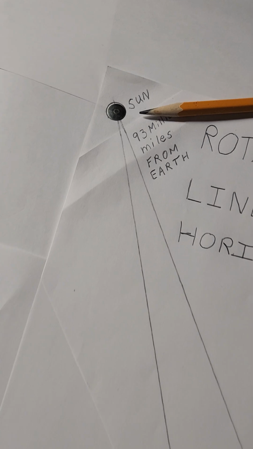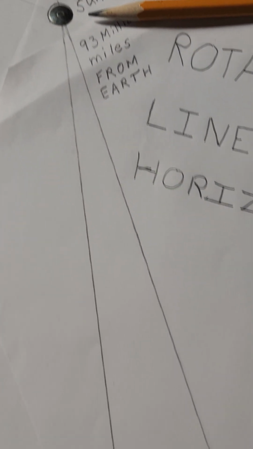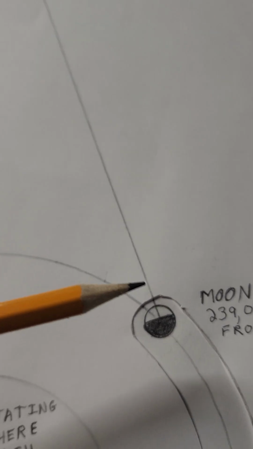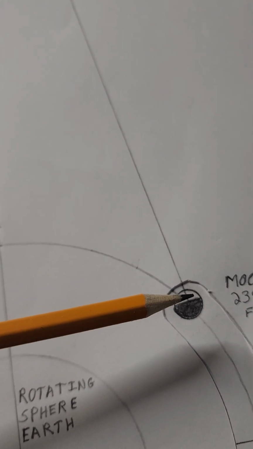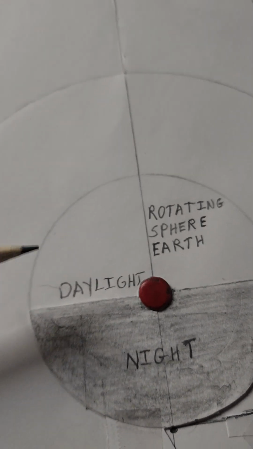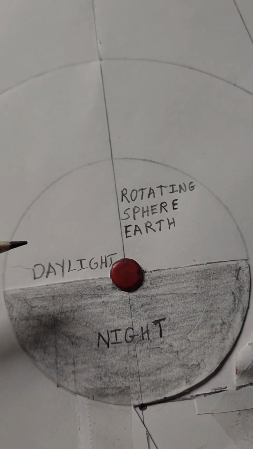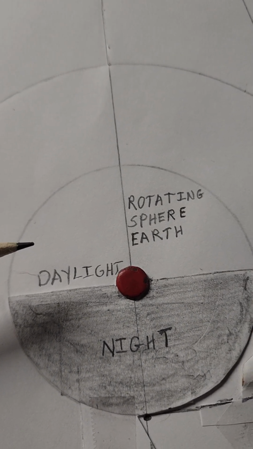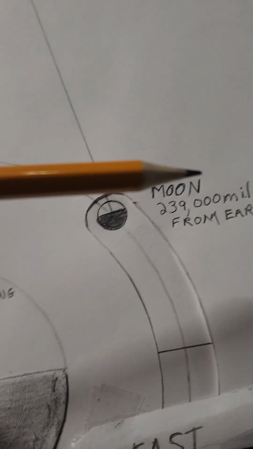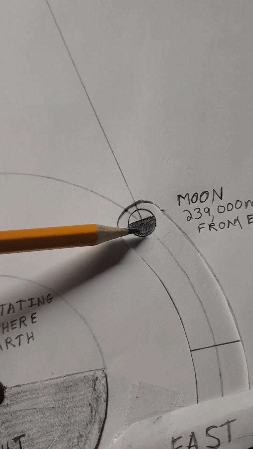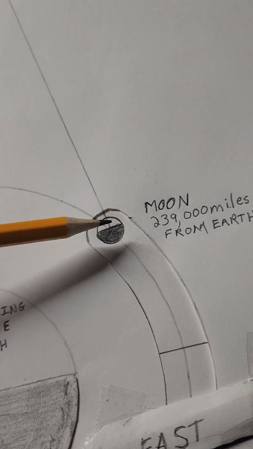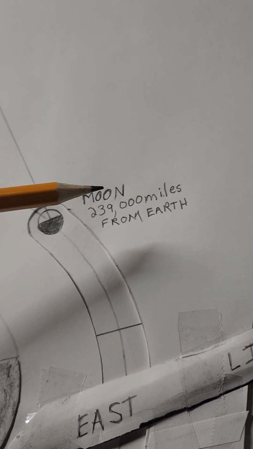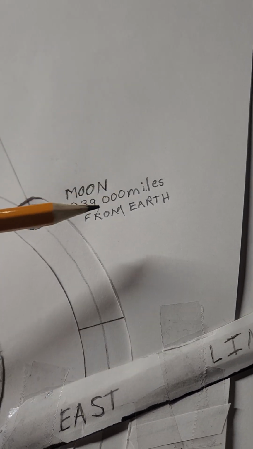There's the sun, and you see this line all the way down to the moon. Now, the sun always lights up half the moon, just as it always lights up half the Earth: daylight, nighttime. Daylight, dark side of the moon, or daylight, nighttime on the moon. Now, the moon is 239,000 miles from Earth.